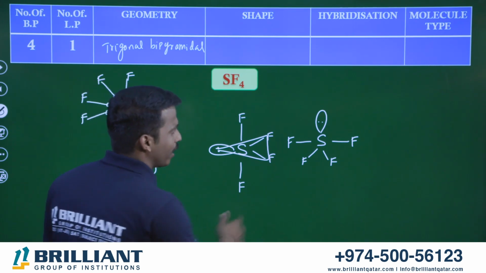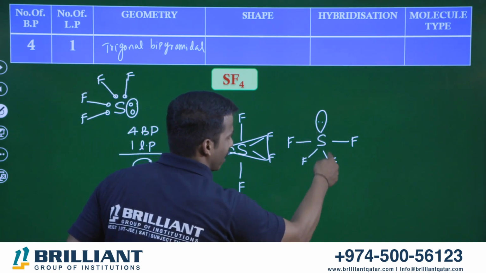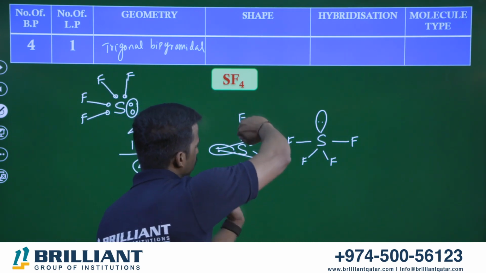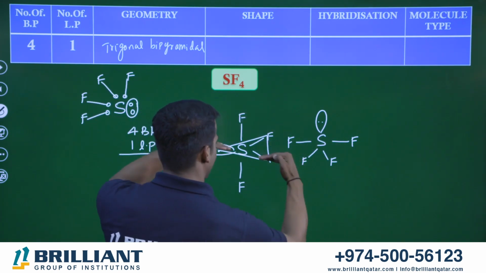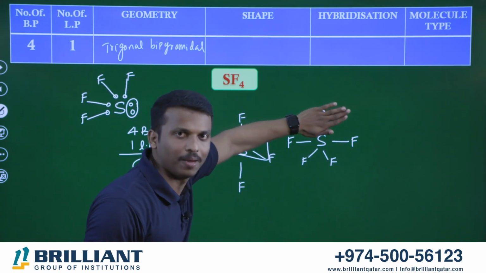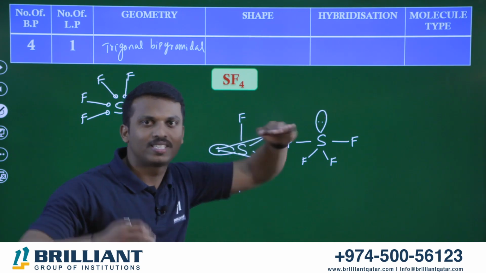Here also you can take, this is the triangle, right? This is the triangle, 1 pyramid here, 1 pyramid here. I'm just rotating this molecule, I'm just rotating like this, that's it. Now, just hide this lone pair. What is the shape? Did you see seesaw shape?